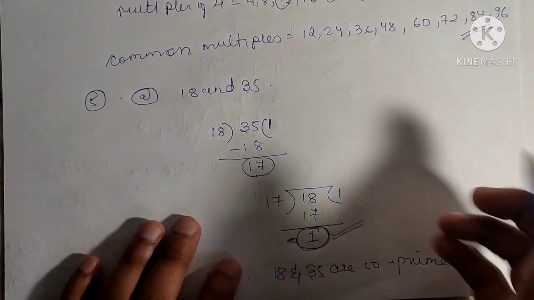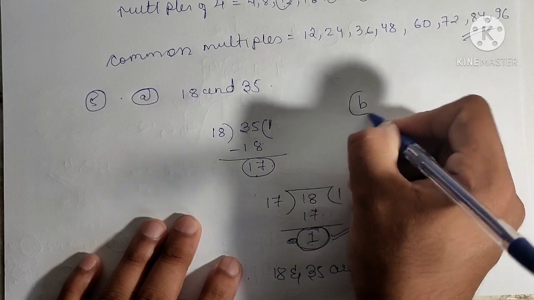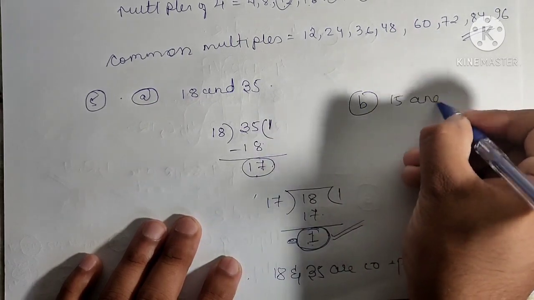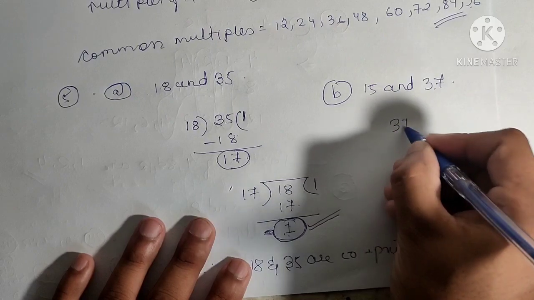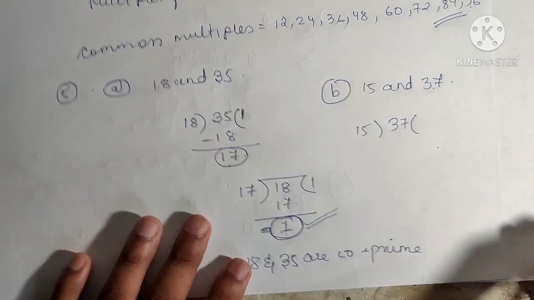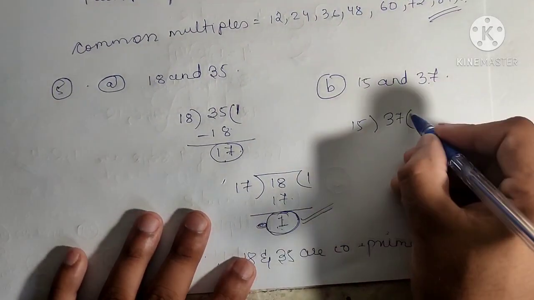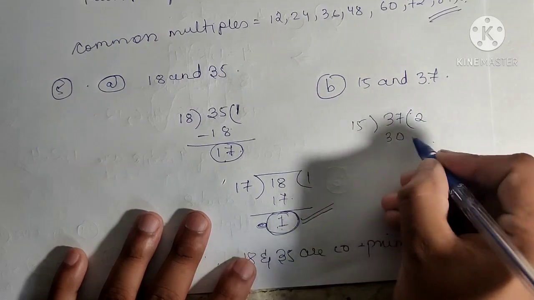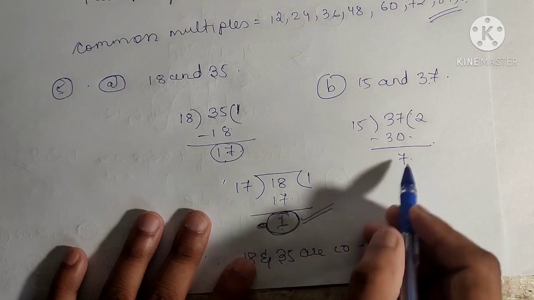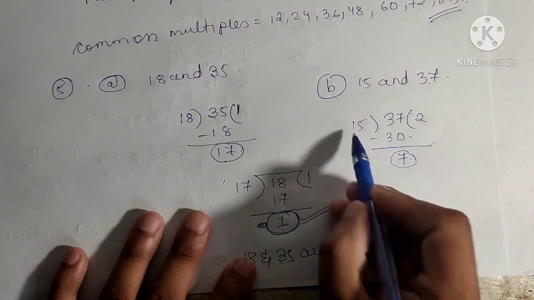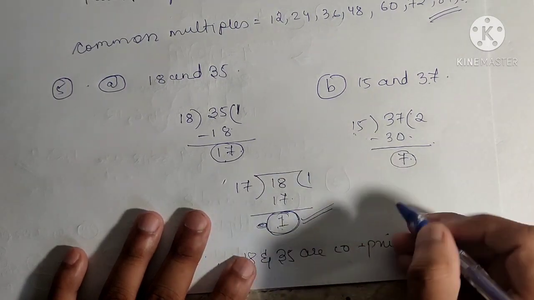I'll do one more or two more for you. Option B is 15 and 37. Now we will divide the larger number with the smaller one. 15 and 37 will divide. So here we'll get 15 twos are 30. When we subtract, we'll get 7 as the remainder. Since our remainder is 7 and we can still divide, we'll continue.